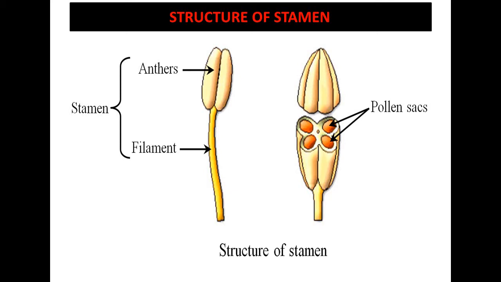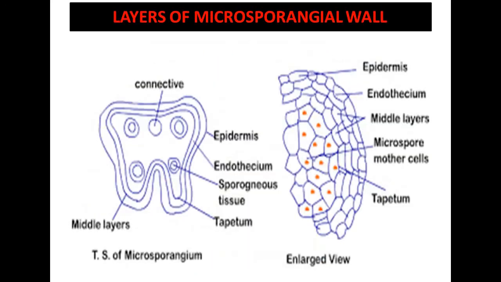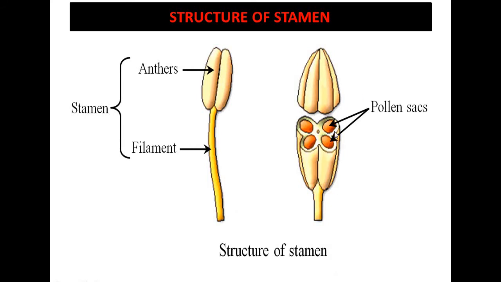If you take the TS, that means transverse section of the anther, then you will be able to see the pollen sacs inside the anther. These pollen sacs are also known as microsporangium. So these are microsporangia which are present inside the anther. You can see it is a tetragonal structure, and at each corner the microsporangia or pollen sacs are present.